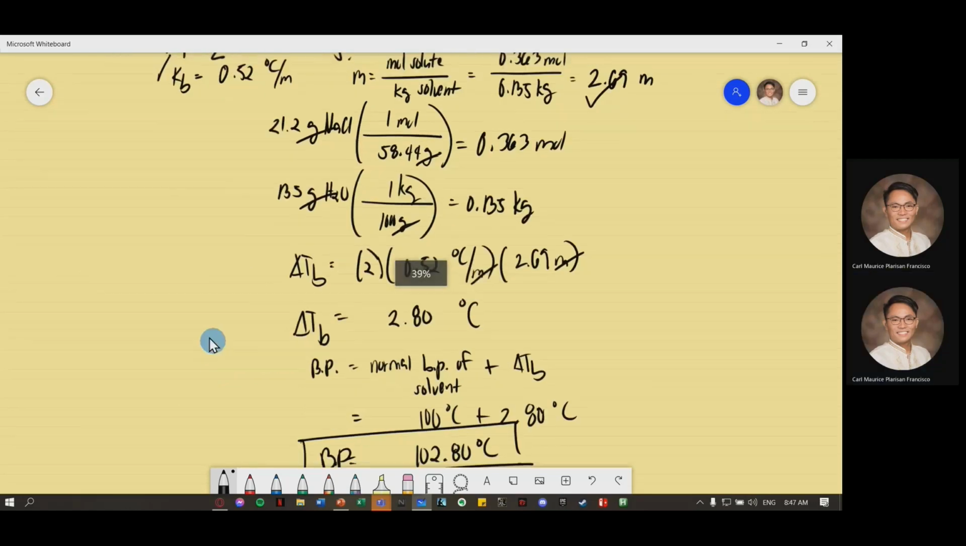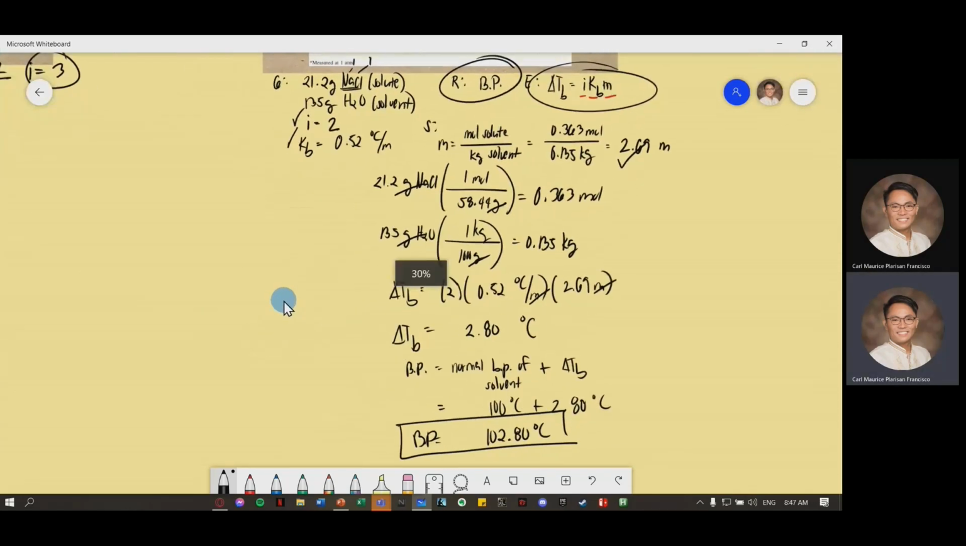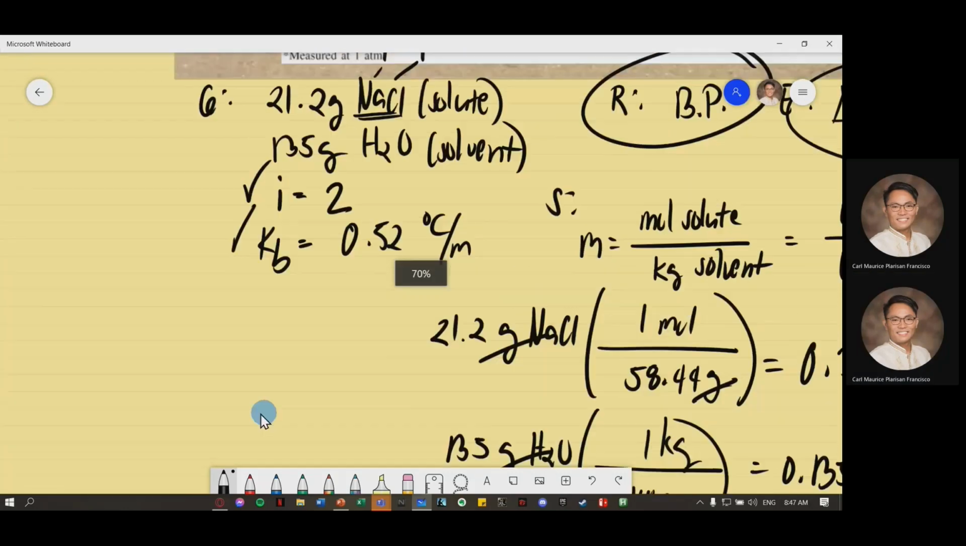Okay, so that is how we answer the boiling point for a colligative property. So para lang din po siyang colligative property of non-electrolyte solution. Ang pinagkaiba lang po ay mayroon tayong Van't Hoff factor.